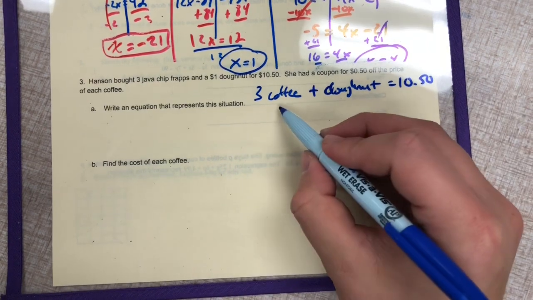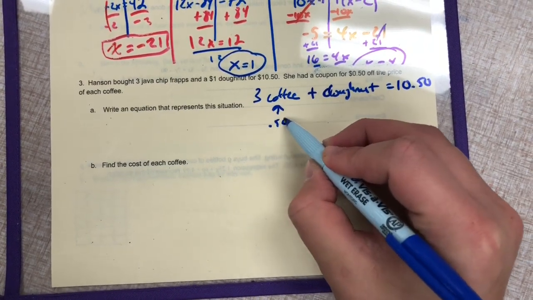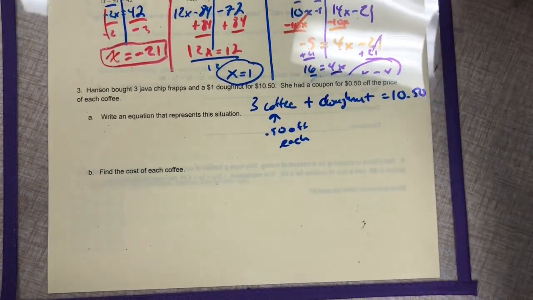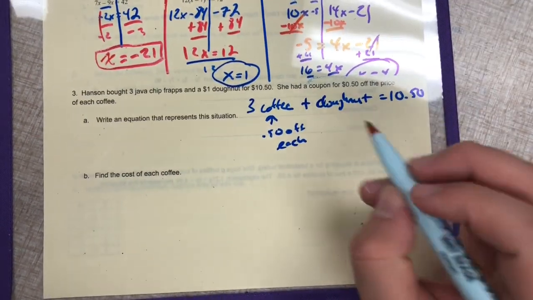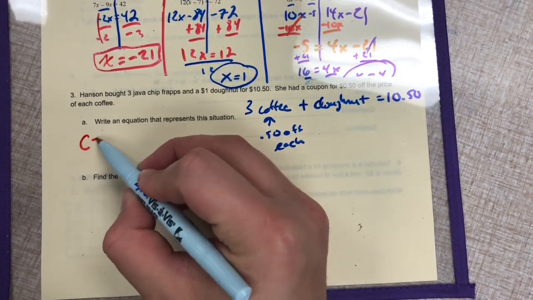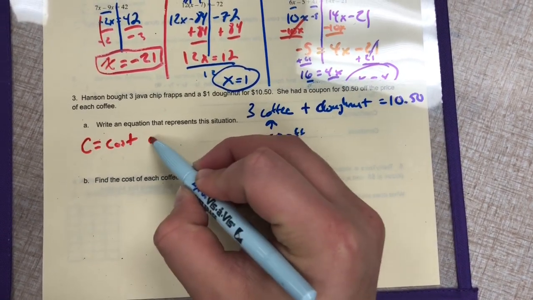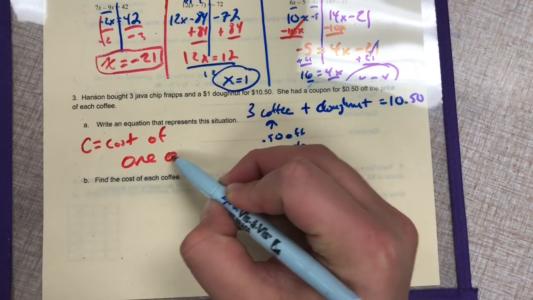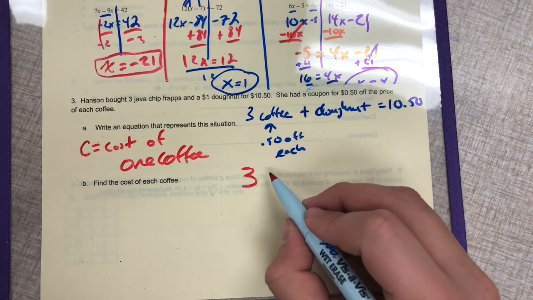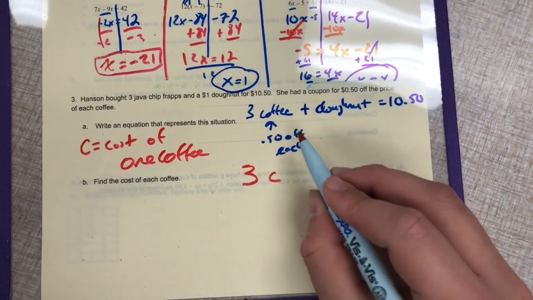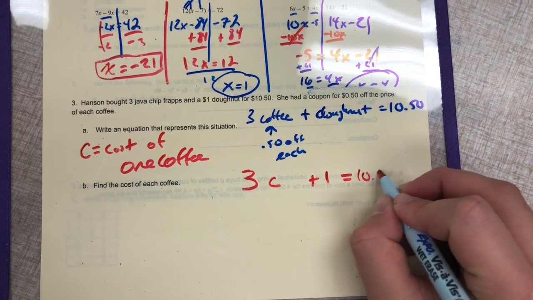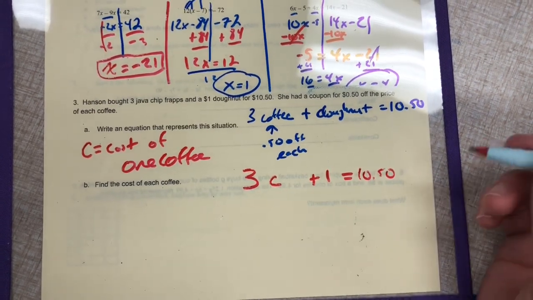Now I also am going to be saving 50 cents off each. So looking at this, I know how much the donut costs, it's $1. I don't know how much the coffees cost, so that's gonna be my variable. So I'm gonna say C equals the cost of one coffee. So it's gonna be something like 3C. Still gotta figure out how to get that 50 cents in there. Plus 1 equals $10.50 because I'm spending $10.50.